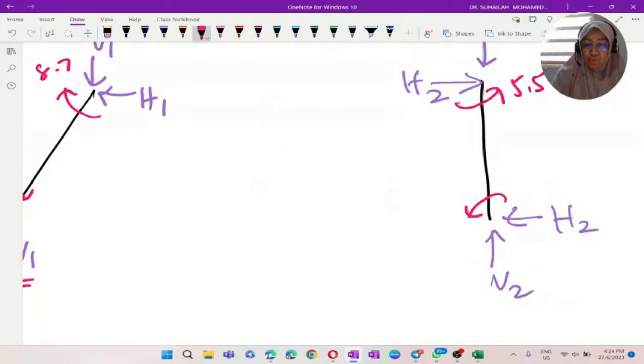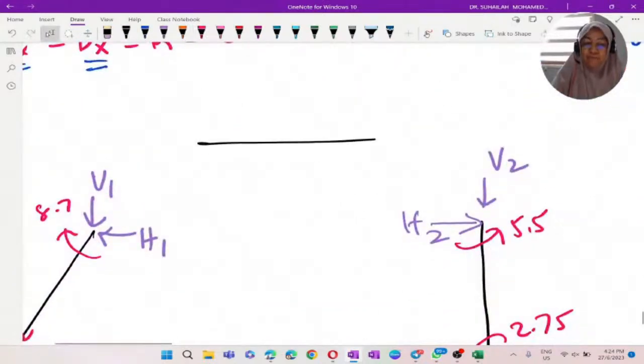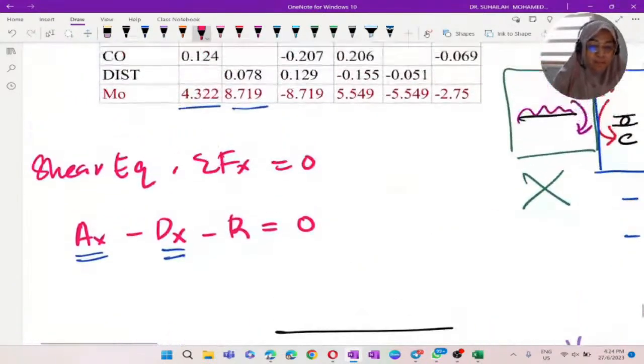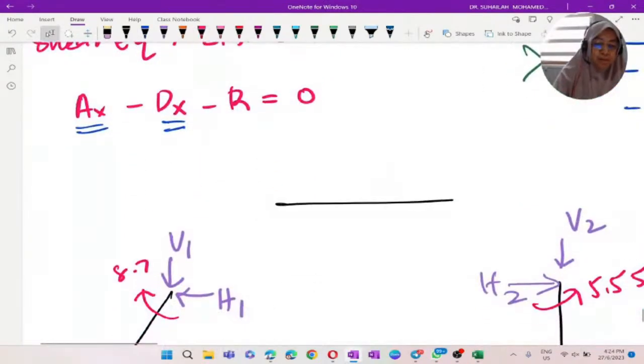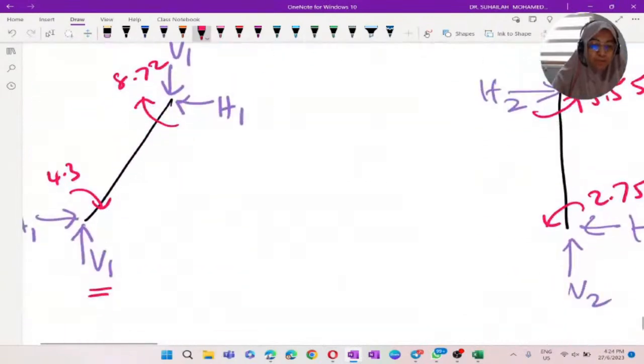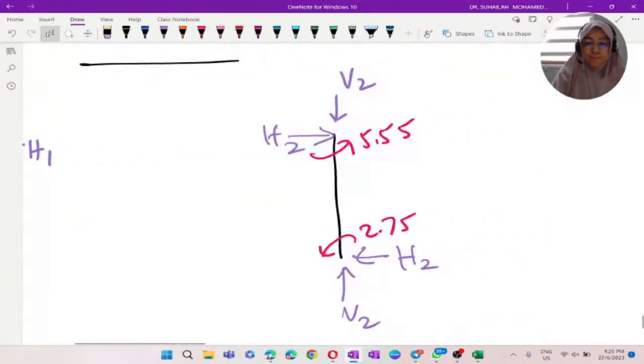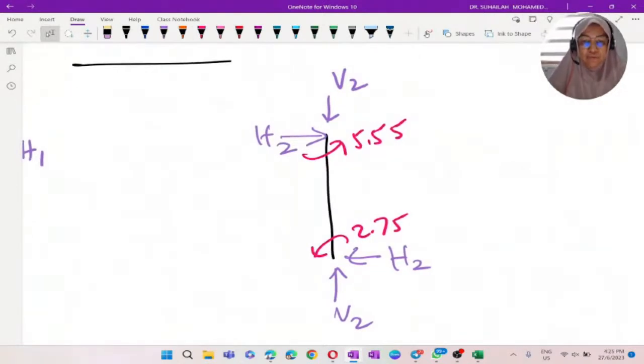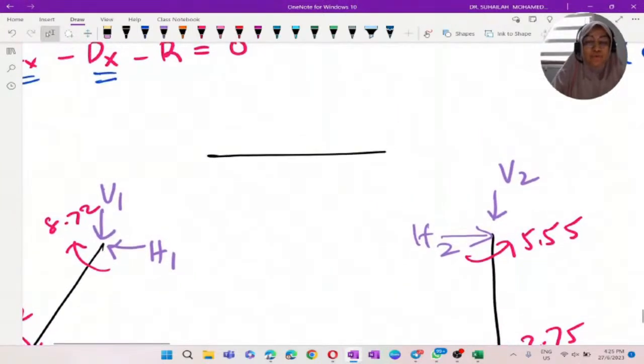Okay. So this is for CD, where we have V2 in opposite direction and we have H2 in opposite direction. So V2 is actually DY, H2 is actually DX. Okay, so now this member CD is in equilibrium. Okay, now we move to member BC.